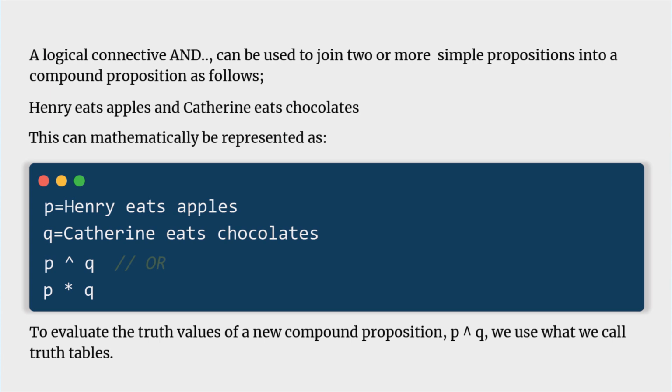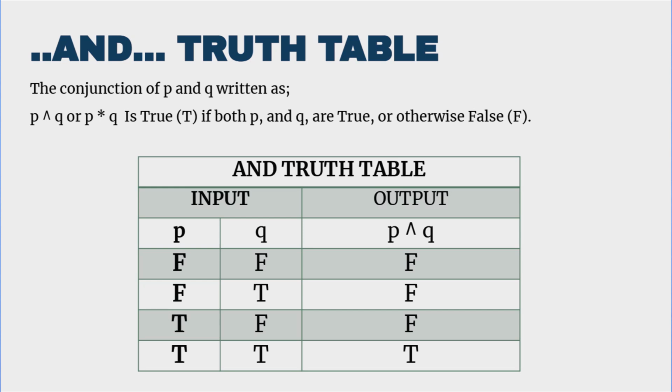We can represent that mathematically using the variables P and Q, and we can say P conjunction Q, or P times Q, or P asterisk Q. You can represent that mathematically, okay? Now, to evaluate the truth value, the truth table will need to have 2 to the power 2, which is equal to 4 rows for truth values. And then on the other side, subsequently, we shall find out the output.